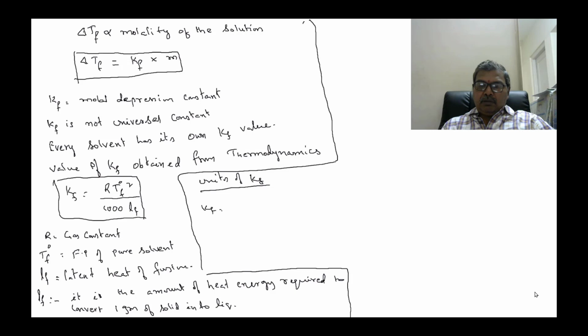Kf is equal to delta Tf by m. Delta Tf is in Kelvin and molality is in mole per kg. Therefore, Kf units are Kelvin kg per mole.